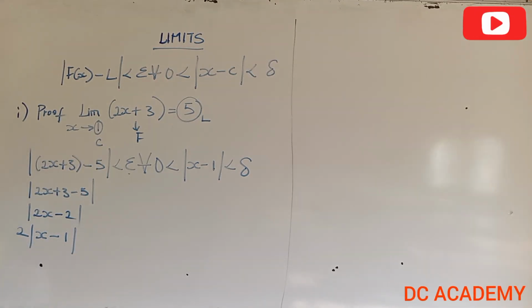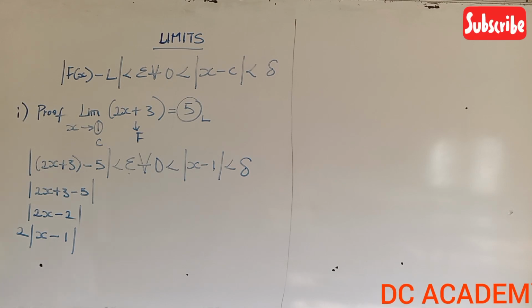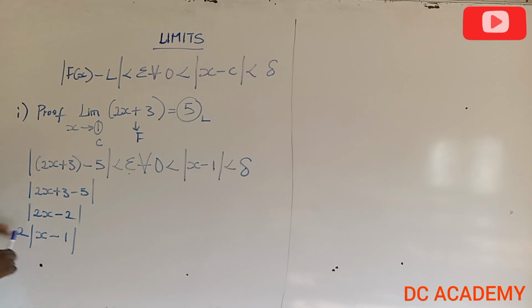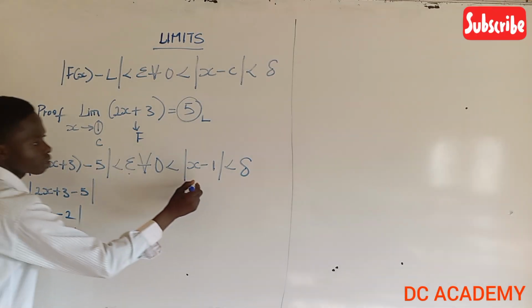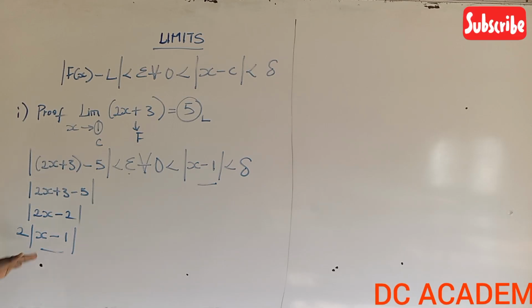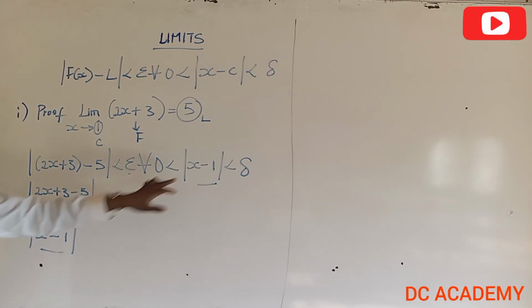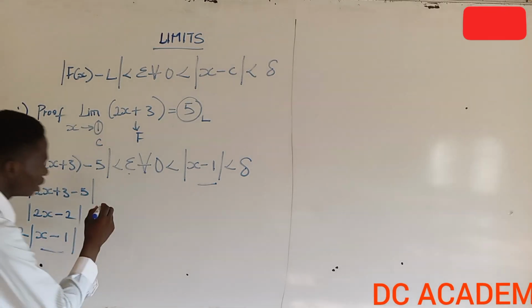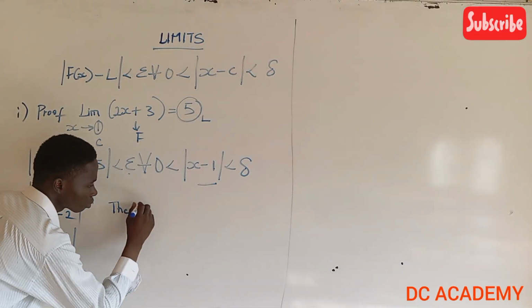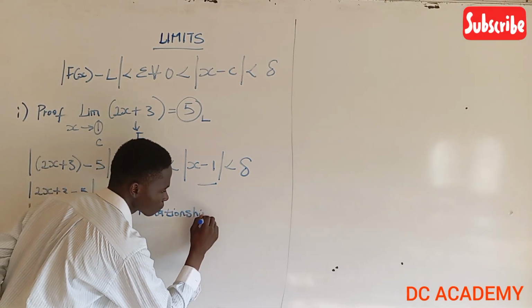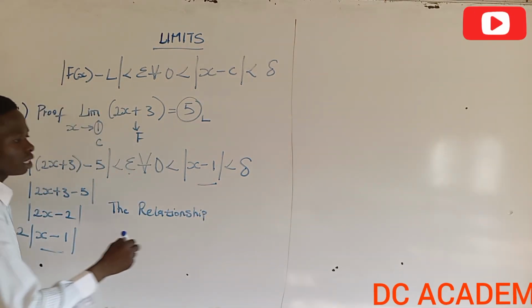Most times in proving these limits, you're going to find out that what you get here will always be targeting this. This should be an indication that you're on the right track. You have x minus 1 here, and you have x minus 1 here. So these are what we need. Do you understand? So then we talk about the relationship.